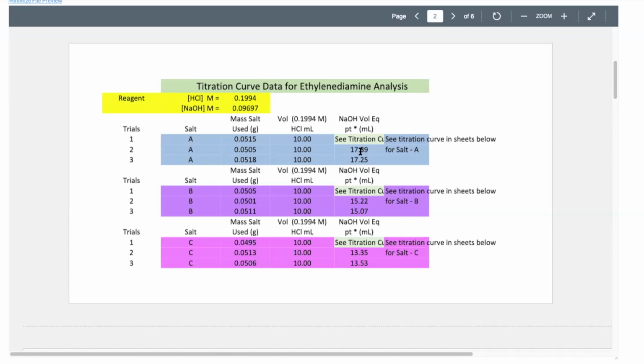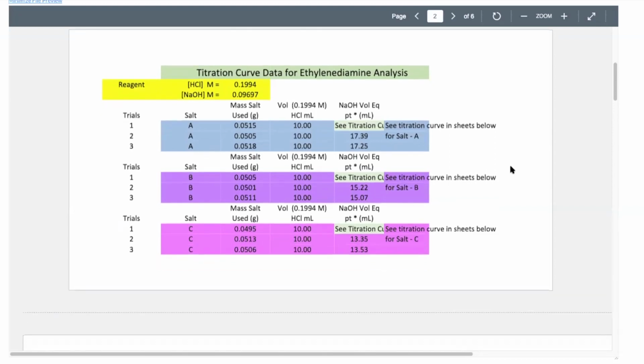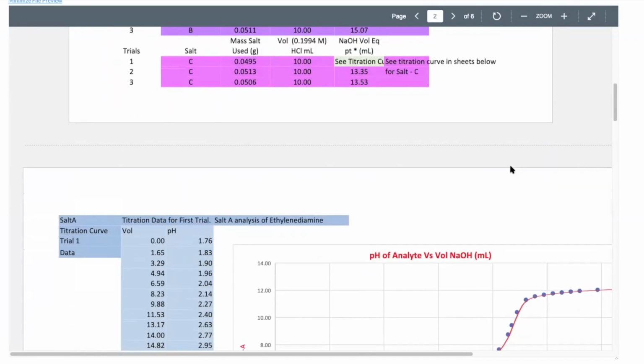Think about that a moment and think why it should be lowered. For salt C, again, this is the mass that I started with. And again, it's much lower than either B or C. So this is your ethylenediamine analysis. That's the data that you would use.